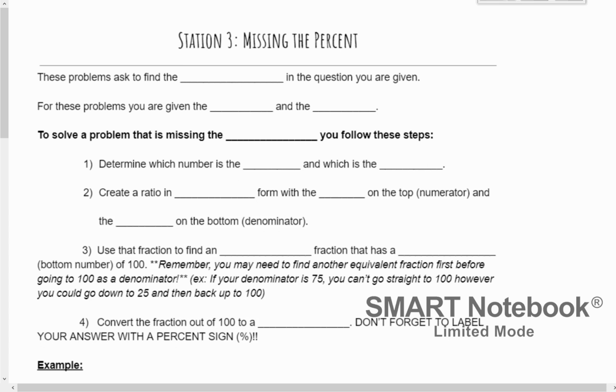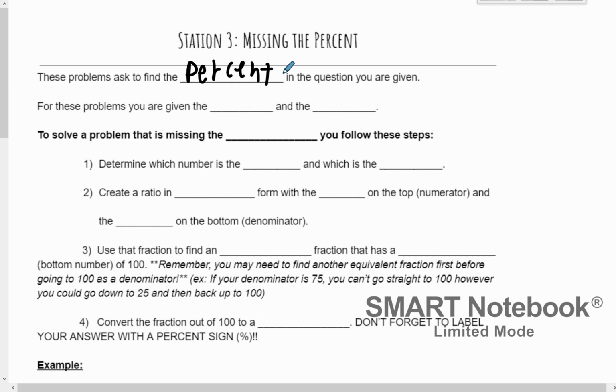All right. Station 3, we are missing the percent. So these are problems where we are trying to find what percent it is. These problems ask to find the percent in the question you're given. So basically, what I mean by that is most of the questions you're going to be given for this are going to say what percent or what is the percent, or it's going to basically tell you that you're missing the percent. Okay, unlike some of the other problems.